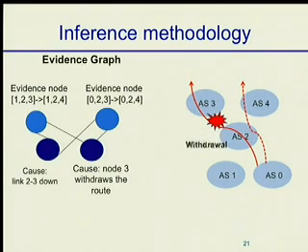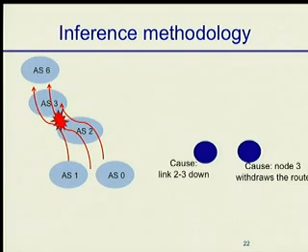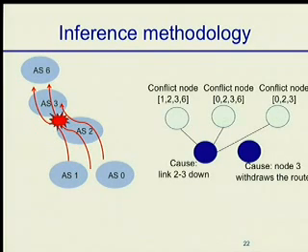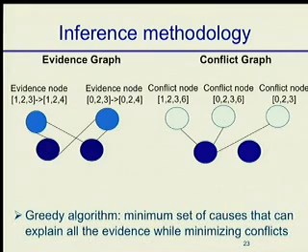After we build this graph, we also have the conflict graph, which tells us which conflict nodes we have, which contradict the cause we come up with. So essentially, we have two bipartite graphs. One is the evidence graph, which connects the cause to the evidence nodes, and the other is the conflict graph, which connects the cause to the conflict nodes. These two graphs essentially give us the basis for our inference methodology. So our algorithm is a very simple greedy heuristic, which tries to find the minimum set of causes which can explain all evidence while minimizing the conflicts.